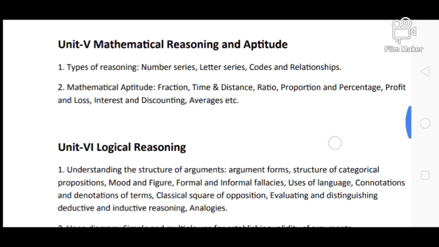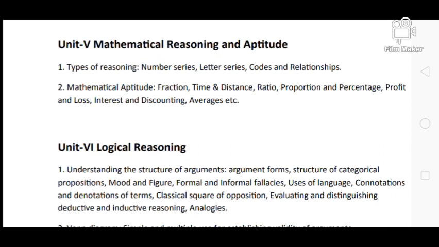And number series system. We have to learn about the number series system and its methods. Letter series, codes and relationships. We have to know about the letter series system and codes and relationships.